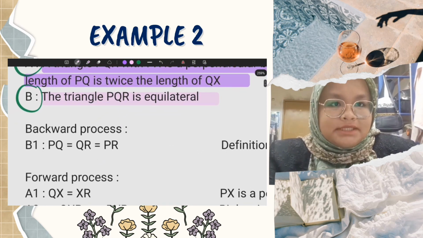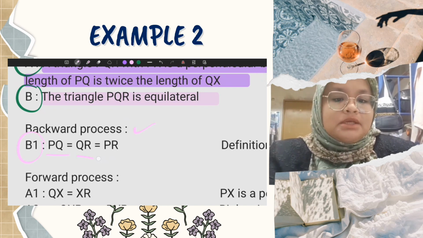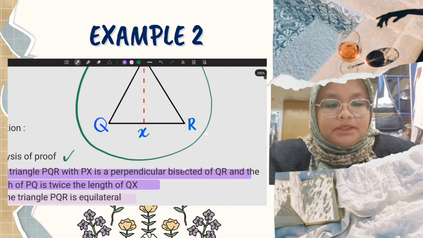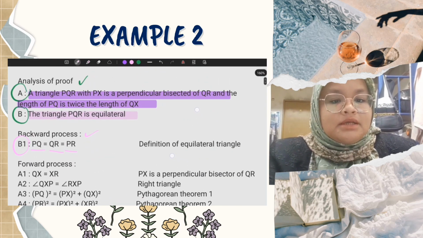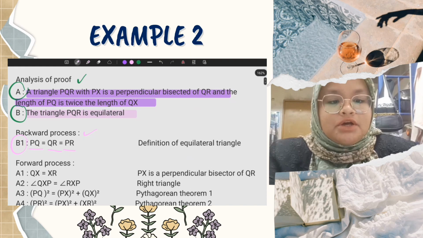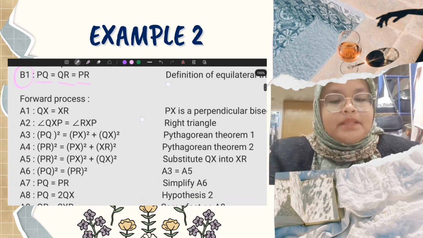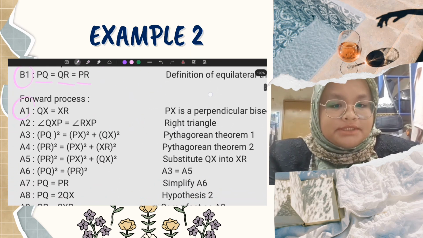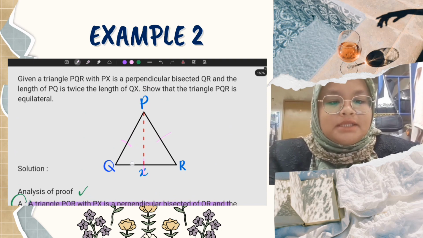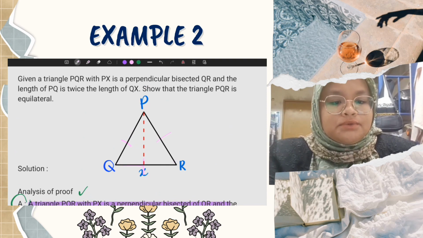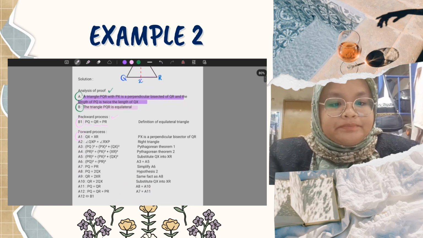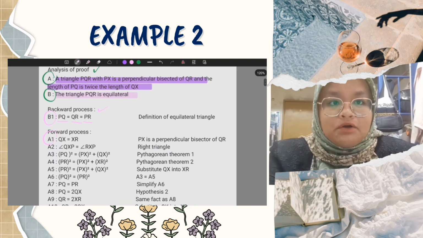So in the backward process, you must use the conclusion B1, which is PQ is equal to QR is equal to PR, by using the definition of equilateral triangle. And then we go to the forward process, which is A1, QX is equal to XR. PX is the perpendicular bisector of QR.